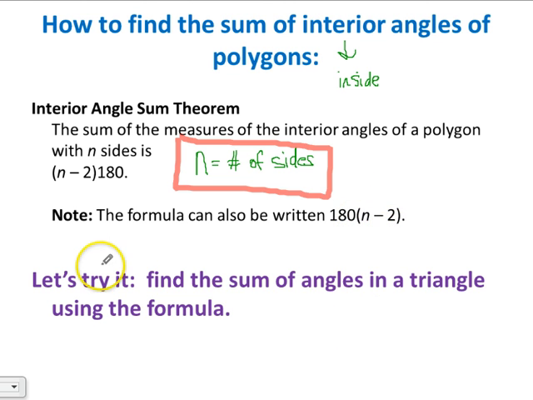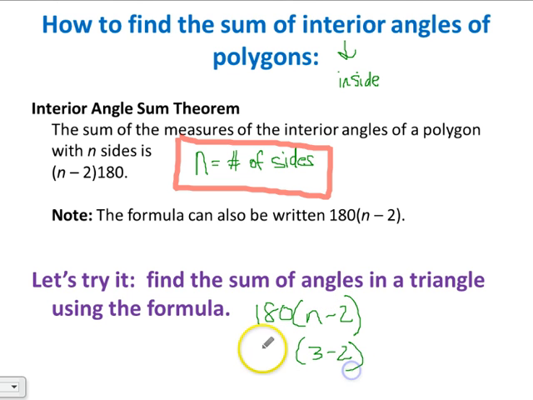So let's try it. We already know the sum of the angles in a triangle, right? But let's use the formula and see if we get that same number that we know we should be getting. Here's our formula, 180 times (n minus 2). How many sides in a triangle? 3, so we would take 3 minus 2 and multiply that by 180. 3 minus 2 is 1, so we would have 180 degrees in a triangle. Is that true? It sure is. That's what we learned in Unit 2. So that's how we use that formula.